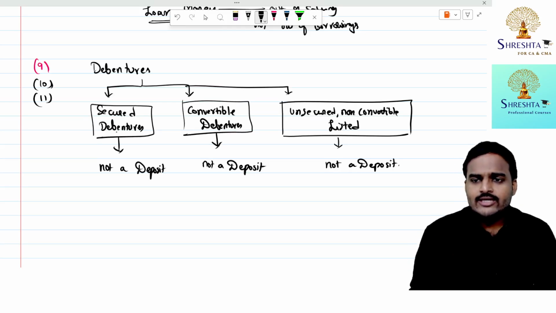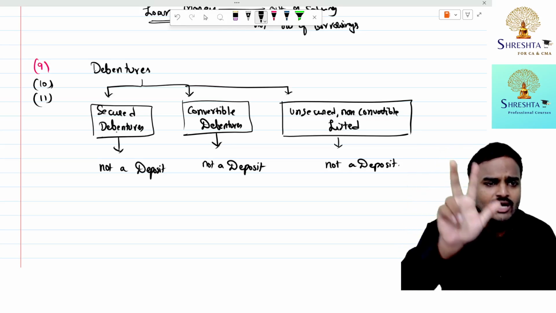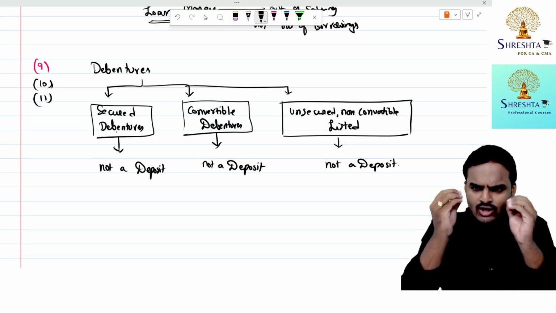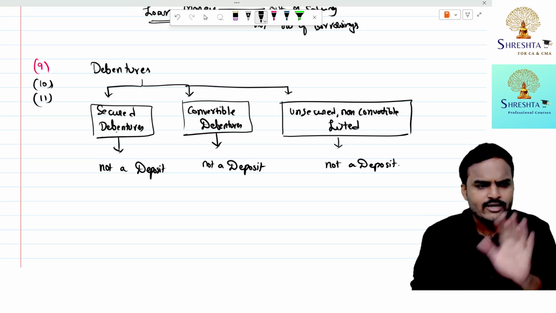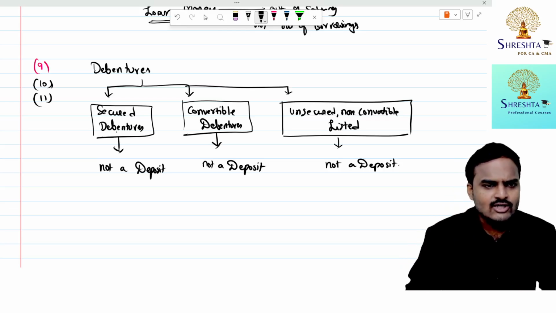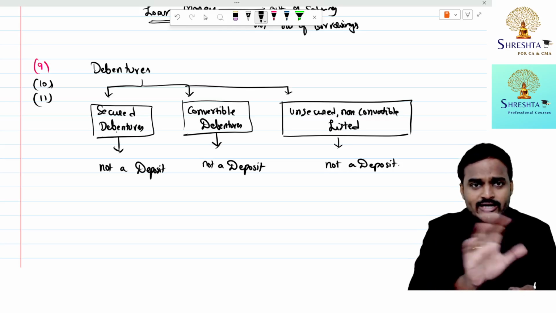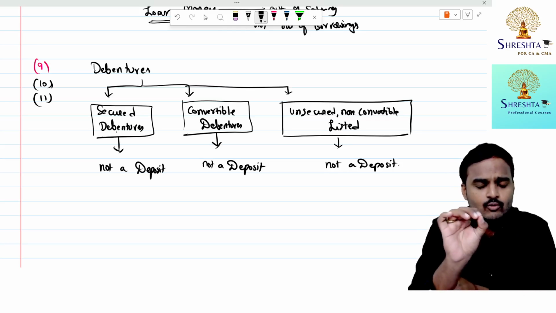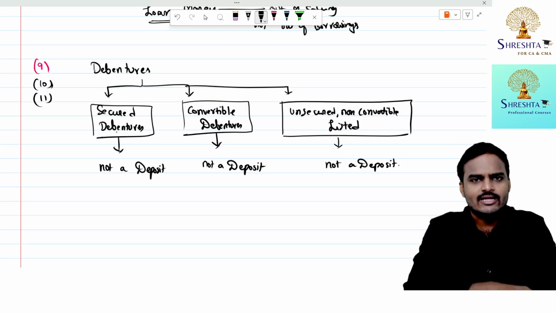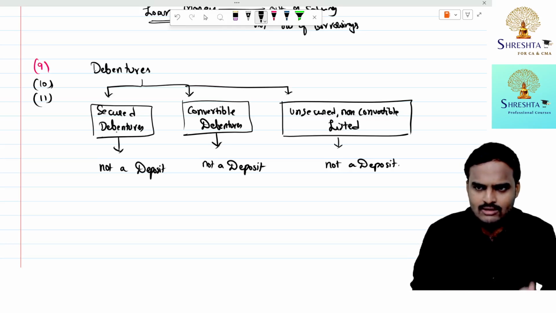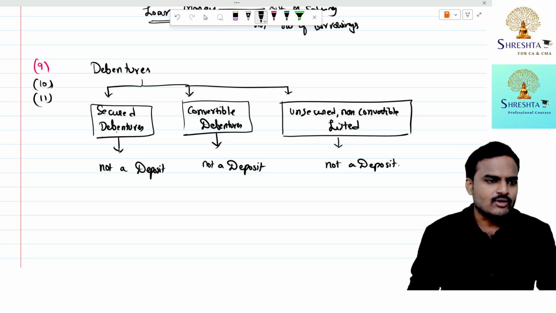Unsecured, non-convertible, unlisted debentures are nothing but deposits. Secured debentures are not a deposit, first of all. Convertible debentures are not a deposit, first of all. Next, unsecured, non-convertible but listed on recognized stock exchanges, then also it is not treated as a deposit. So finally, I can tell you like this. This point is not there in the bare act or in our material, but based on this you can come to the conclusion that unsecured, non-convertible, unlisted can be a deposit.